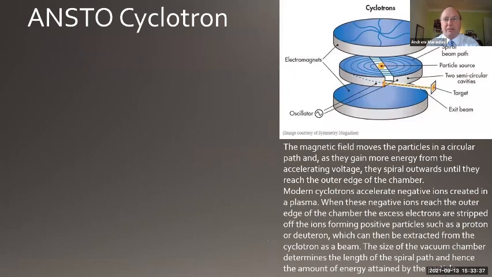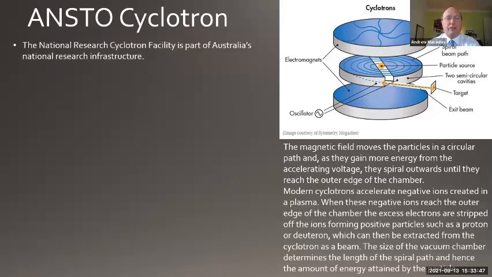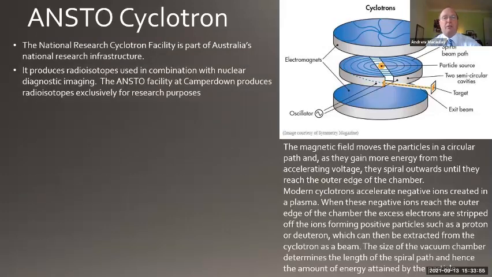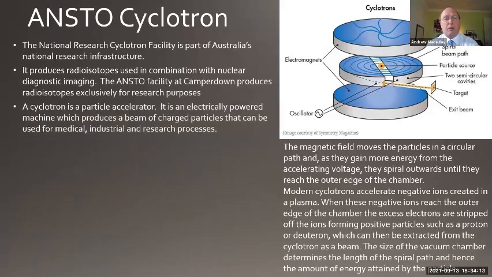Then we come to ANSTO, and this is an important understanding of cyclotron. You can see a diagram in the top right. The National Research Cyclotron Facility is part of Australia's national research infrastructure, and it produces radioisotopes used in combination with nuclear diagnostic imaging. The ANSTO facility at Camperdown, so this is next to the University of Sydney, just about the heart of Sydney, produces radioisotopes exclusively for research purposes.